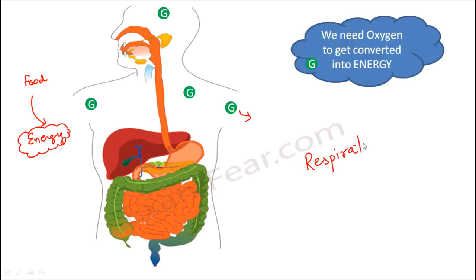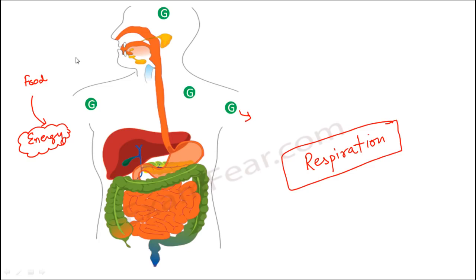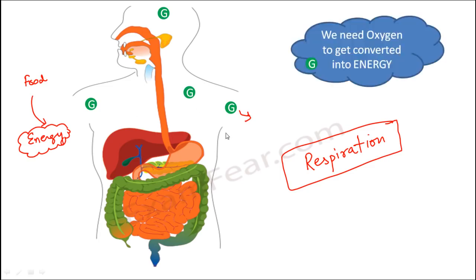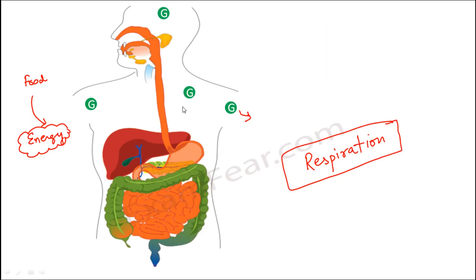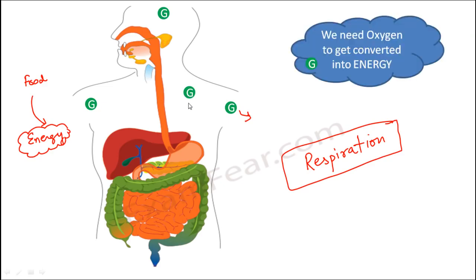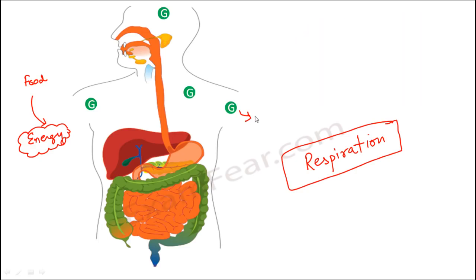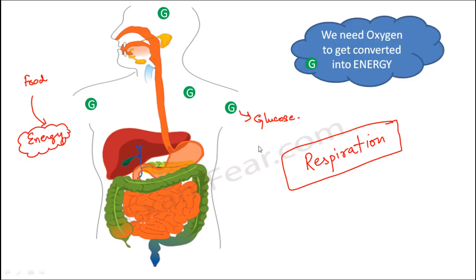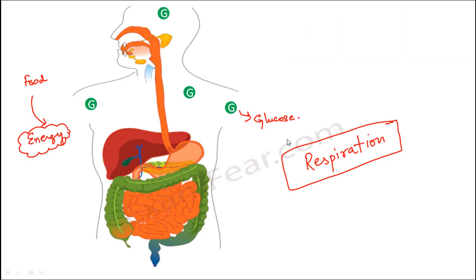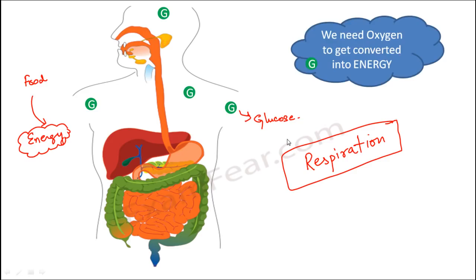You see, respiration and digestion are very closely linked to each other. Digestion is all about breaking the complex food items into simpler forms, so that the simplest forms can be absorbed by the different cells of the body. And respiration is all about utilizing that simplest form of food to produce energy. Let us say for example, we are considering the simplest form of carbohydrate, which is glucose. This glucose will be oxidized to produce energy, and this process is called respiration.